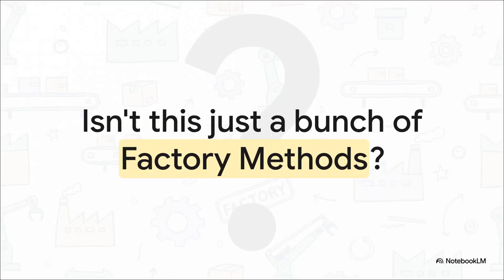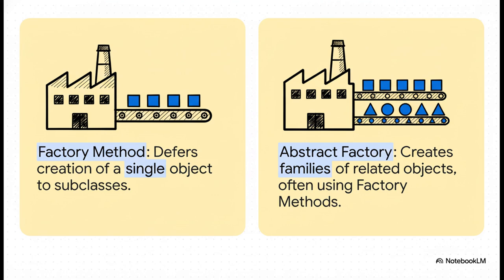Now here's a question that comes up all the time. You look at one of those concrete factories, and you see methods like create button and create scroll bar, and you think, hey, each one of those looks like a factory method. So is an abstract factory just a fancy container for a bunch of factory methods? The answer is no, and understanding this difference is super important.